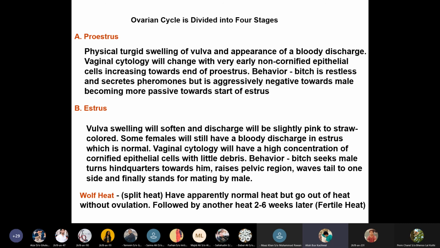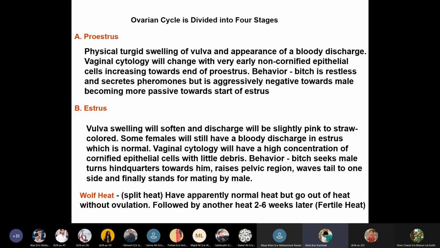In estrus, the vulva swelling is often present and the discharge is slightly pink to straw colored. Some females will still have a bloody discharge in estrus, which is normal. Vaginal cytology has a high concentration of cornified epithelial cells with little debris. In behavior, she seeks the male, turns her hindquarters towards him and raises the pelvic region, waves her tail to one side, and finally stands for mating by the male.